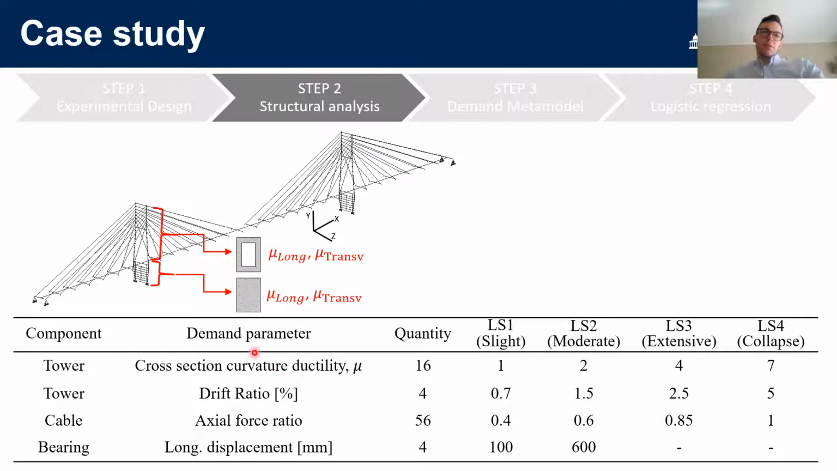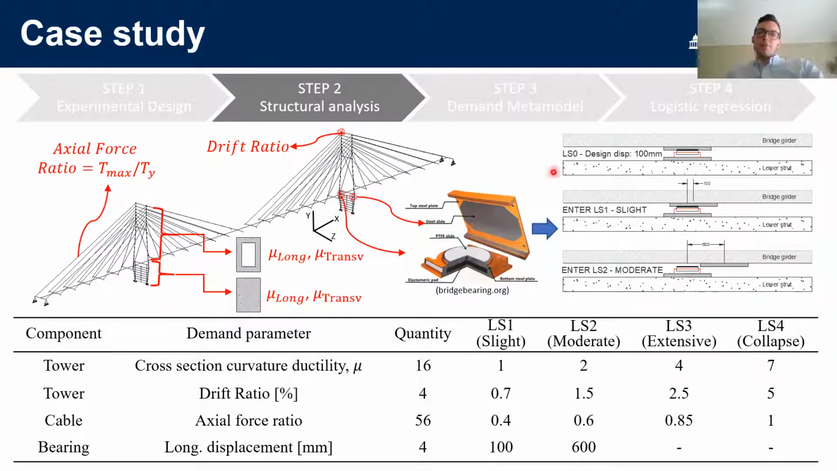In terms of demand parameters, we first have the longitudinal and the transversal curvature ductility of the towers, and the drift ratio, which is a measure of how much the peak displacement is during the time history analysis. Then we have the ratio between the maximum force that develops in the cables and the yielding force. And finally, the displacement of the bearings.